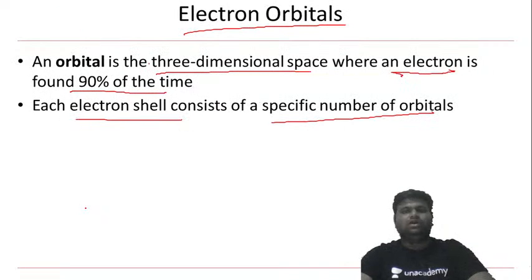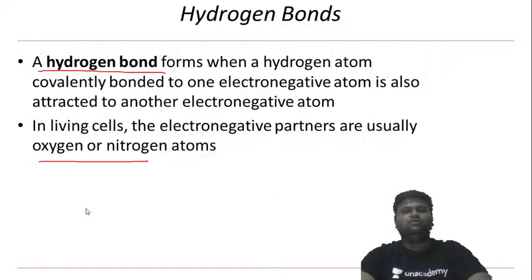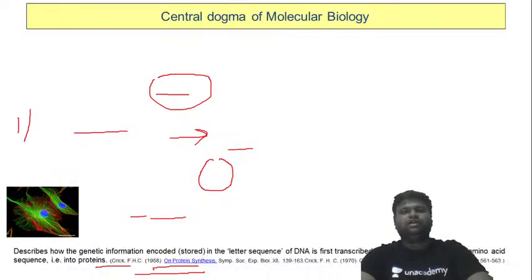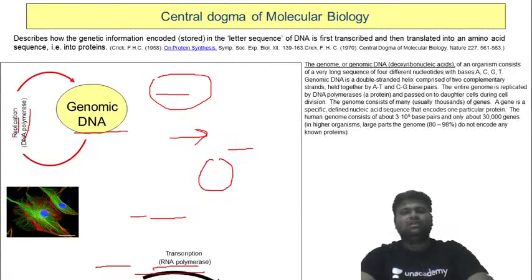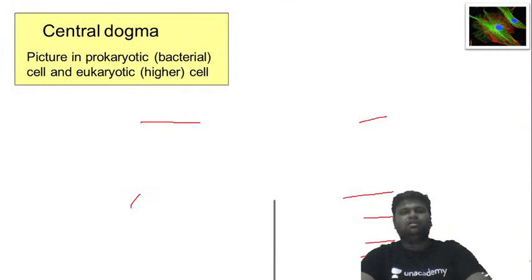We studied about the electron orbitals. We studied about the ionic bonds. We studied about the hydrogen bonds, van der Waals interaction. We studied about the central dogma of molecular biology, how the DNA is transcribed into mRNA and mRNA is translated into protein, and protein encodes for enzyme that catalyze reaction in organisms. So this is the central dogma.